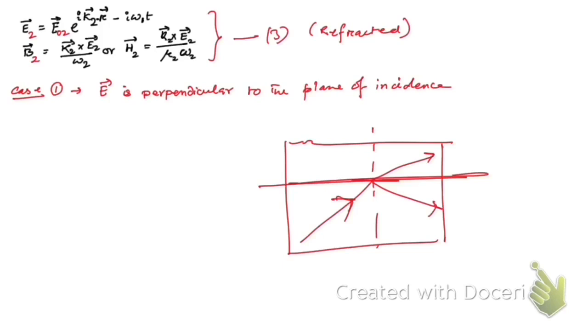Now you see here, if this is the electromagnetic wave, that means we have considered this E to be perpendicular to the plane.